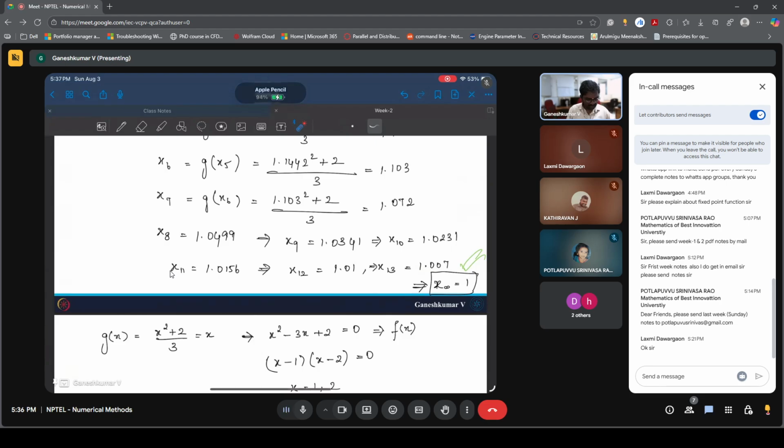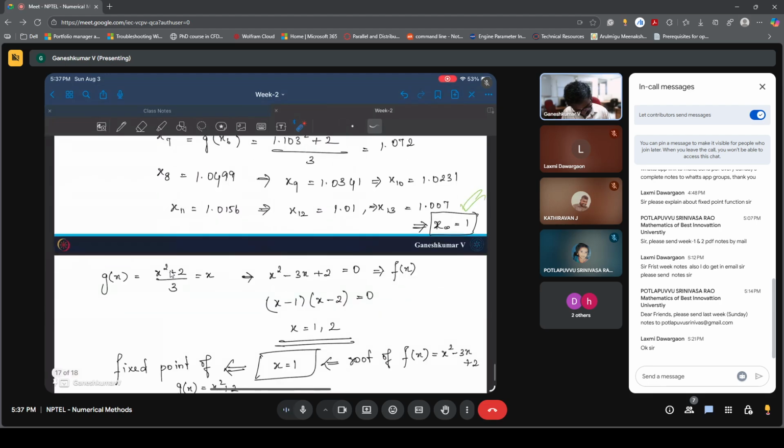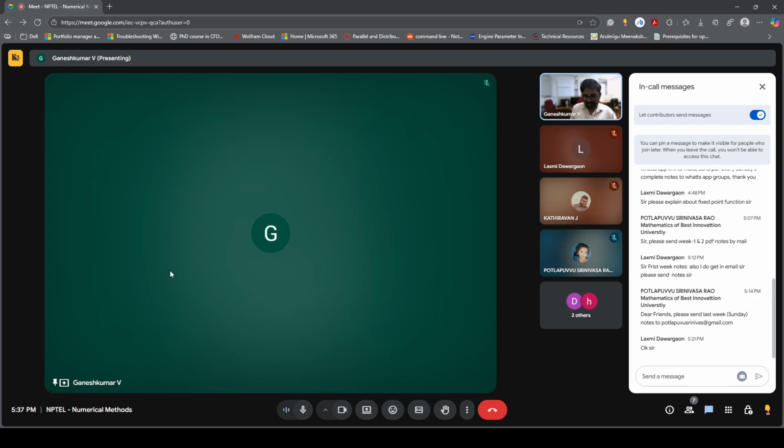Currently it is like 1.007. If I continue to do this, 1.007 square plus 2 by 3, 1.004, 14th iteration, 15th, 16th, 17th, 18th, 19th, around 20th iteration, this will converge to 1, which is the fixed point of g of x, and that is exactly what they are asking.